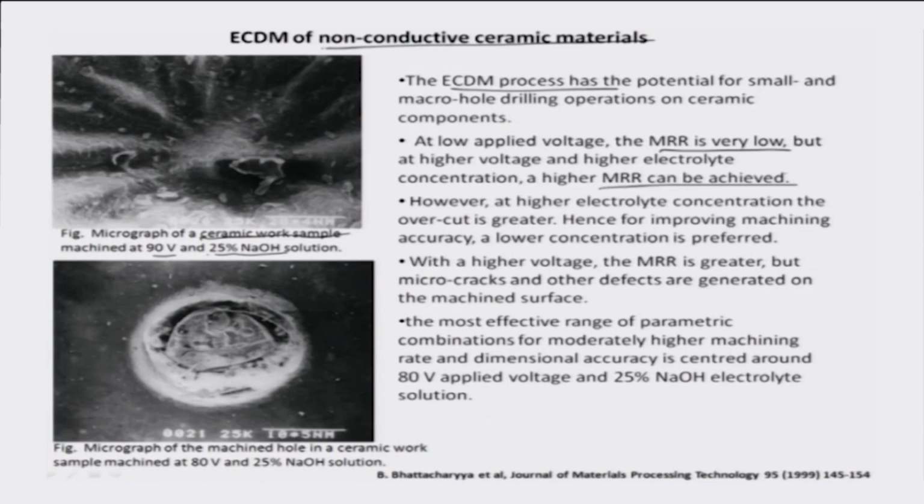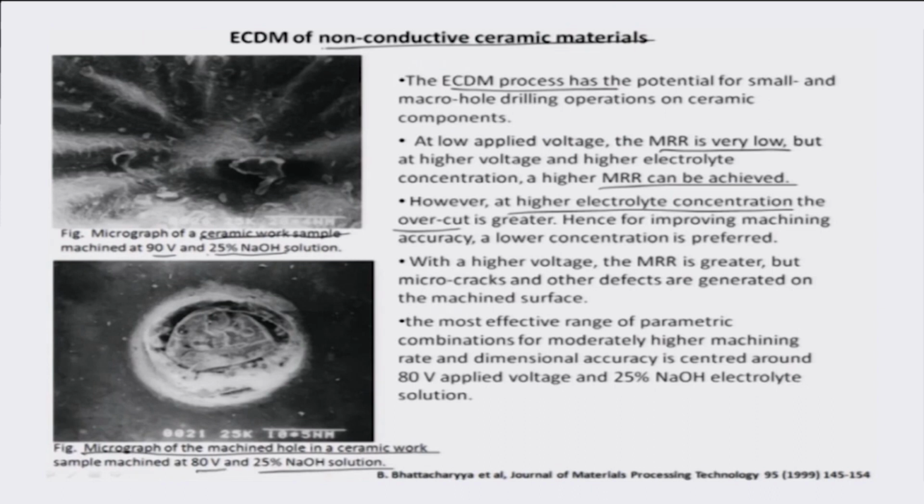And the thing which is important for me to tell here is that at a higher electrolyte concentration, there is an increasing overcut in the machining, and the accuracy of the machined surface varies at a higher concentration. So typically people prefer either medium or lower concentrations of electrolytes in this ECDM case. This again is an illustration, a micrograph of a machined hole in a ceramic work sample machined at 80 volts, 25% NaOH electrolyte.